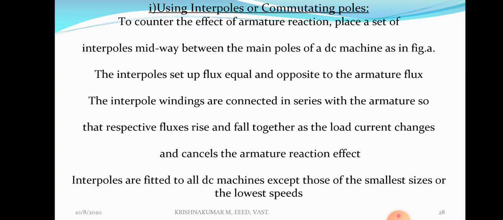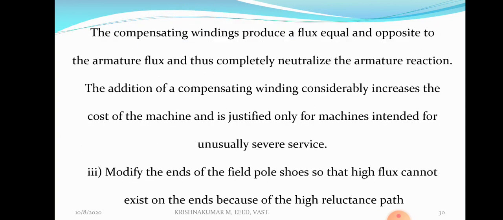But that method is applicable for unusually severe service. That means because of high cost, this is not applicable for ordinary service. That is the main disadvantage of the second method. What about the third method? For improving armature reaction, we can use several methods. For low size and low speed machines, we can use interpoles. For high speed or high sized machines, we can use compensating winding. The problem is that the compensating winding is a very costly method.